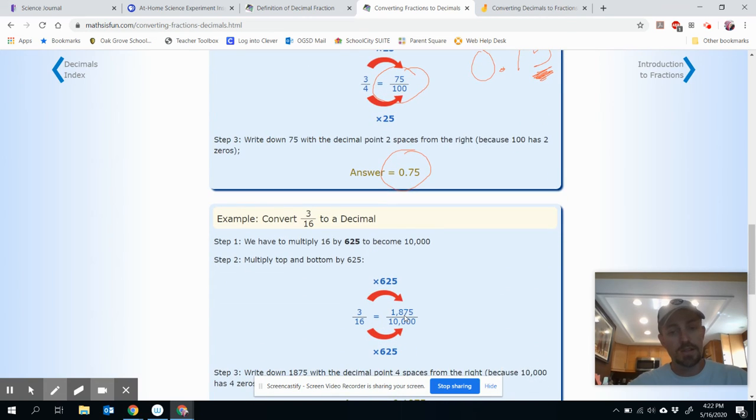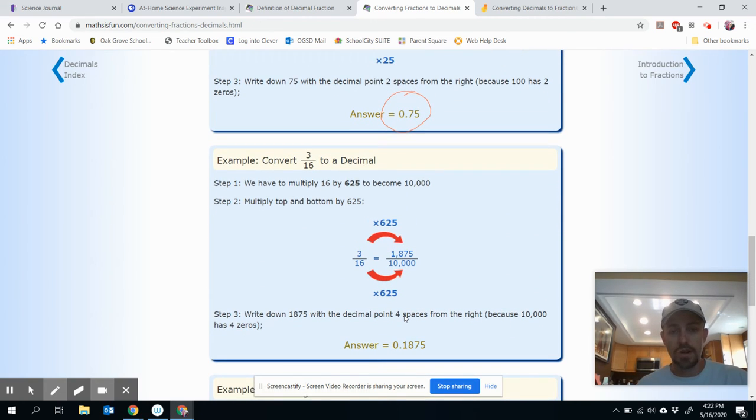Take a look at this one down here. This one was way more complex, and I'm not going to spend a ton of time on it. They did 3 over 16. They had to figure out that they had to multiply by 625 over 625. Now, they did get the correct answer doing that, but I would say that there's a much easier way to do that, because I don't know about you, but I don't memorize my 625 multiplication table. So I would simply write my denominator on the outside of my division problem, add a decimal point, bring it up, and start dividing. So that is how you can now convert a fraction into a decimal.